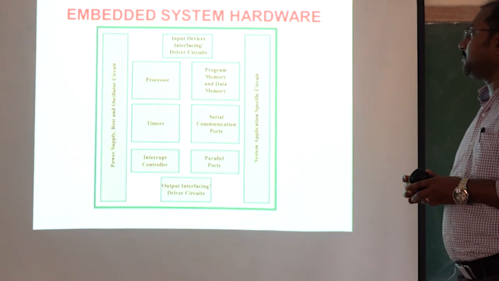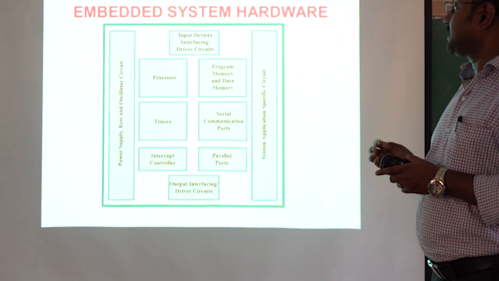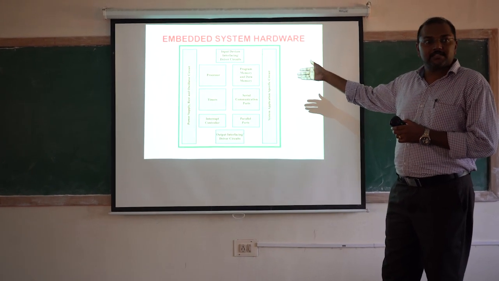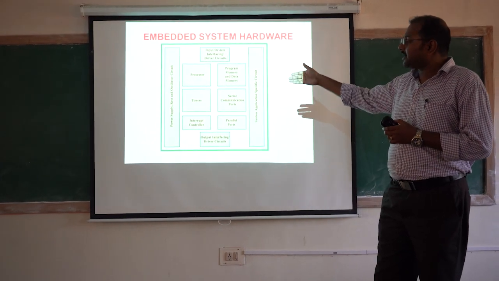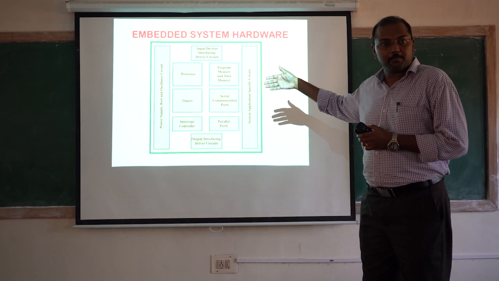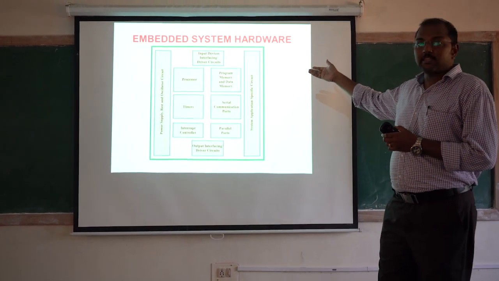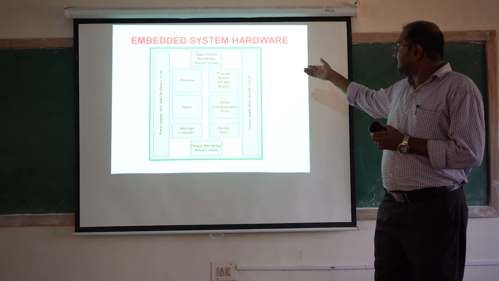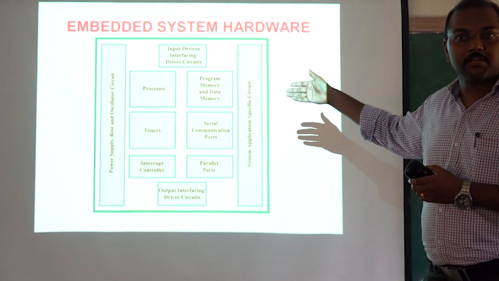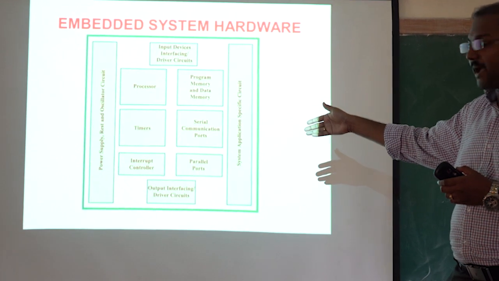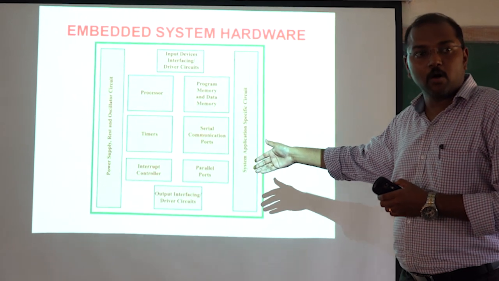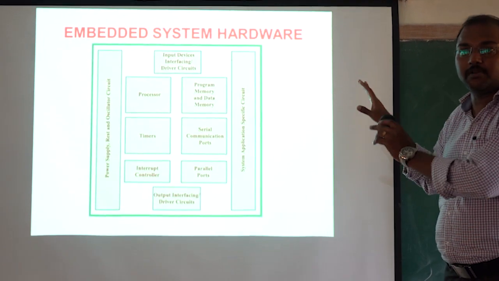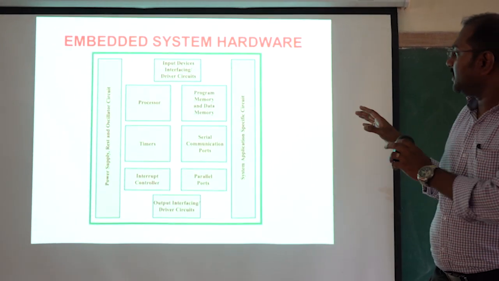We are going to see this very briefly. Suppose we consider the power supply, reset, and oscillator circuit. Third one will be the processor module. Then fourth will be the timer module. Fifth will be the interrupt controller. Then sixth will be the memory devices, whether volatile memory or non-volatile memory. Next will be the serial communication port. Then another will be the parallel ports. And last will be the output and application specific system circuit. We are going to see this in depth.